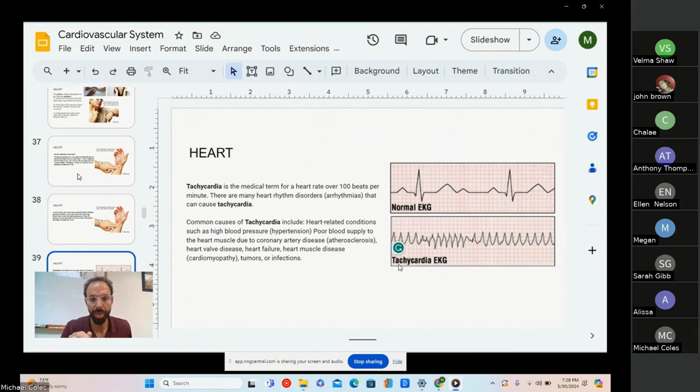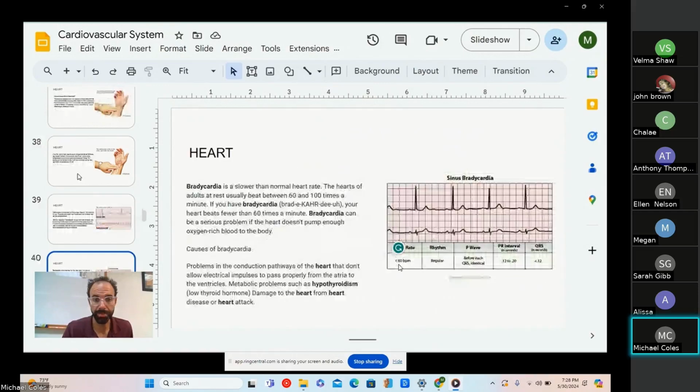So if somebody has heart-related conditions, high blood pressure, also known as hypertension, they're not getting enough blood supply to the heart because they have some sort of plaque buildup and things in the blood vessels. So sclerosis means hardening. So hardening of the blood vessels and valves can actually cause the blood not to flow properly into the heart. So different reasons why somebody would have tachycardia, but again, this is not a good condition.